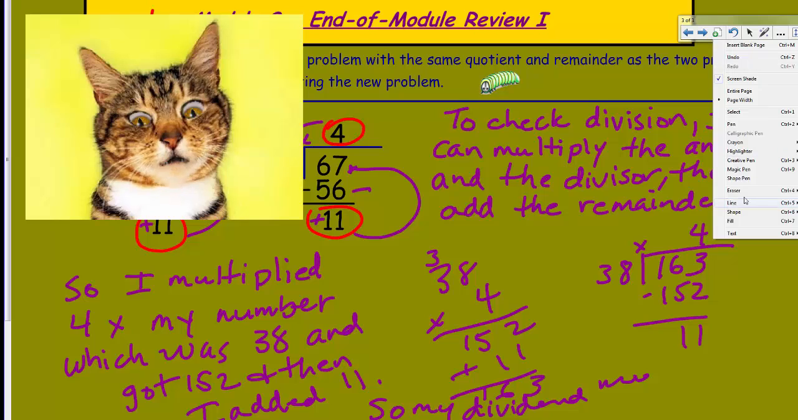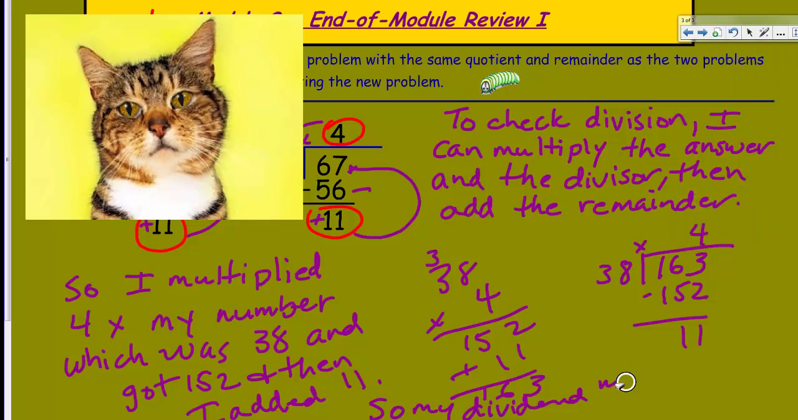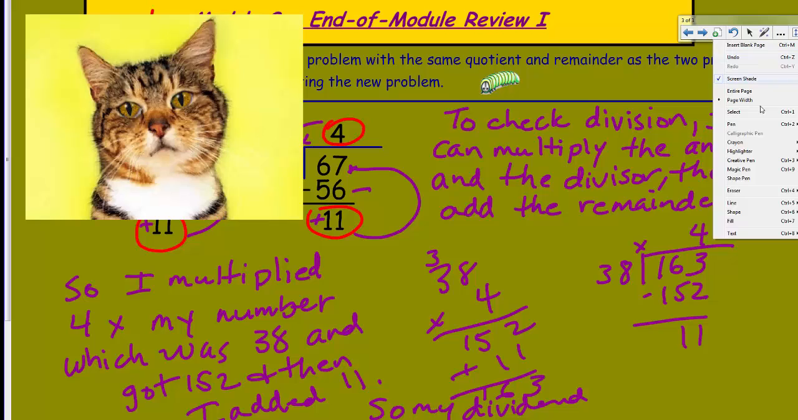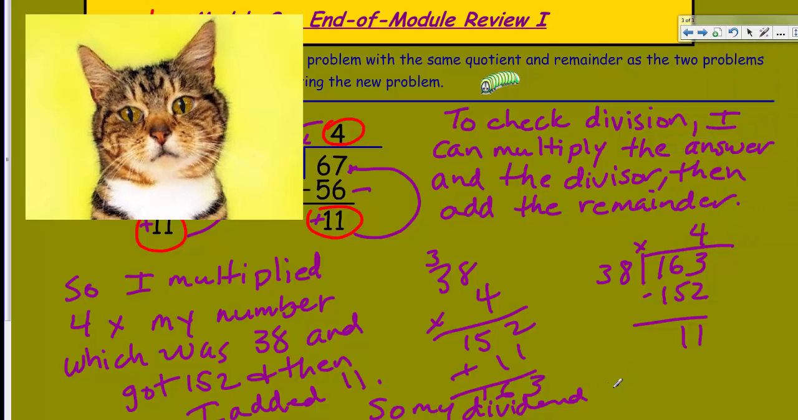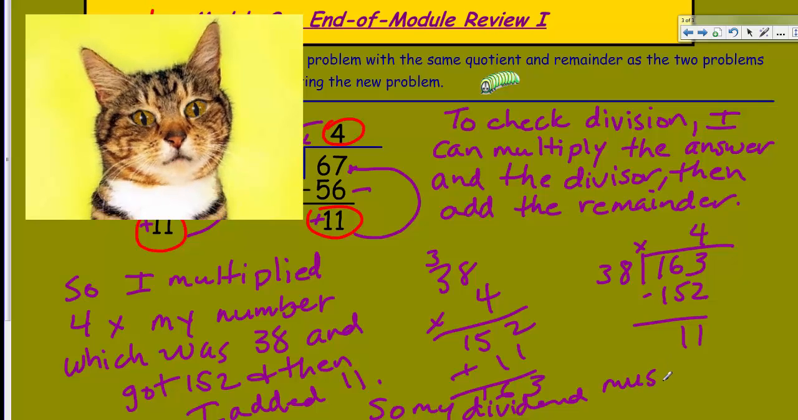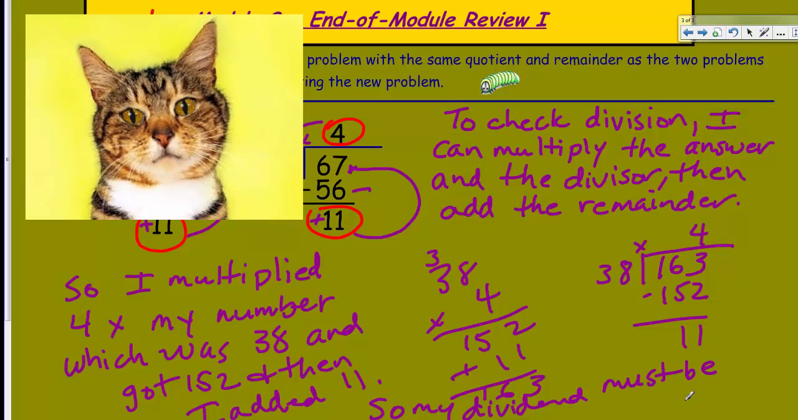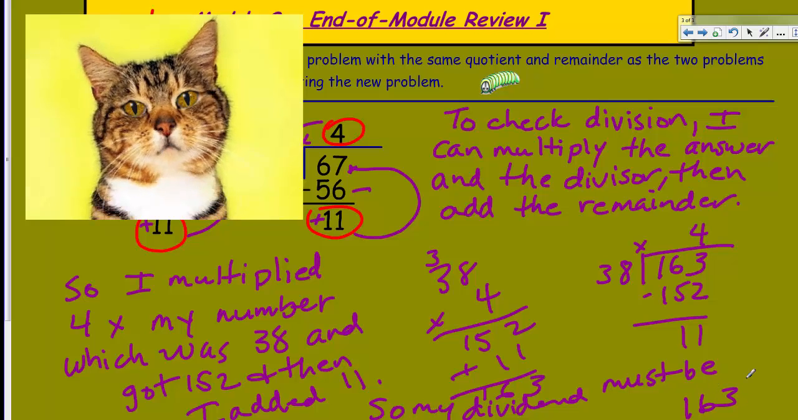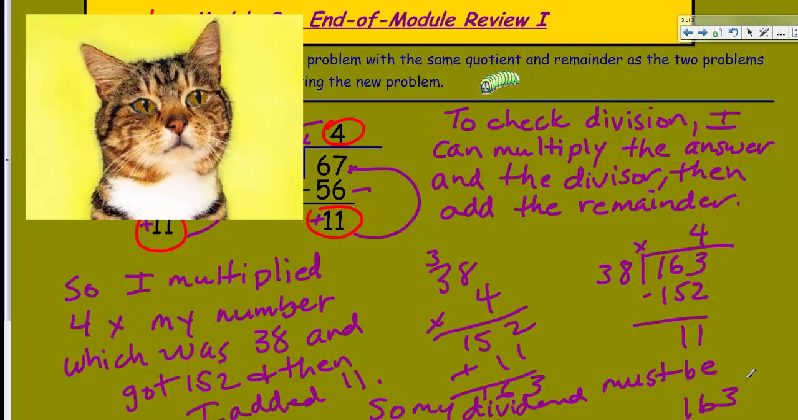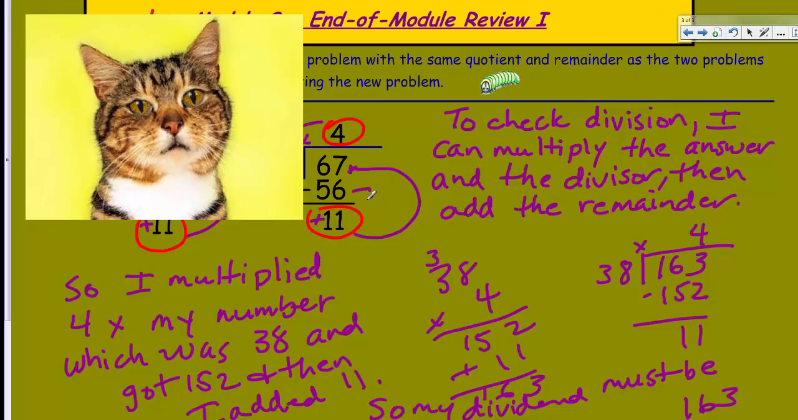Okay, so my dividend must be sloppy. All right, let's make that a little bit cleaner. Clean it up. Dividend must be, in this case, 163. Hey, did all that make sense? I surely hope so. Okay, pretty important stuff.